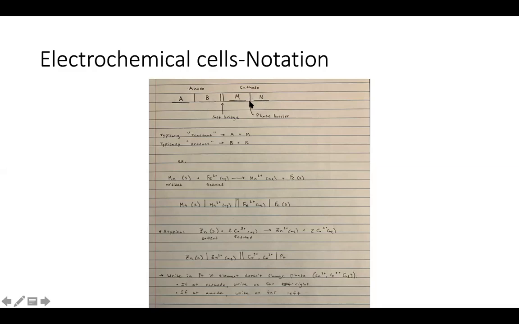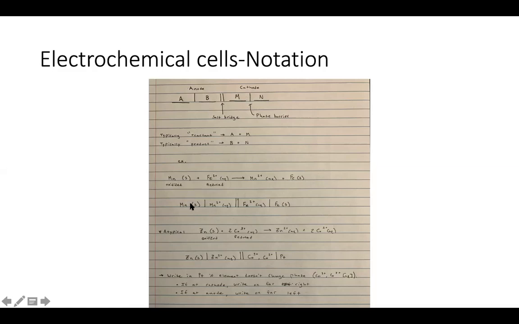Now, this singular line between A and B and M and N represents a phase barrier. Typically in redox reactions, you will have an element in the solid phase, and you'll also have it in an ion phase. It'll have a charge. And so typically you will see that on either side of this phase barrier.